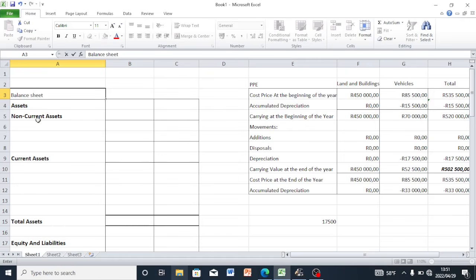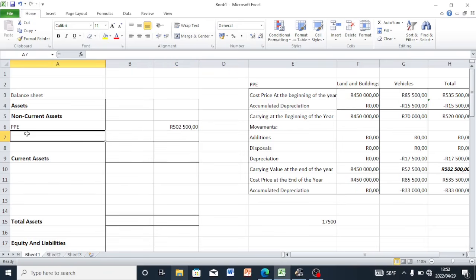Under our non-current assets, we have our PPE, which is property, plant and equipment, which is our physical assets. Our assets are as follows. It's going to be equal to this amount, as I've said before, 502,500. And then we also have financial assets.